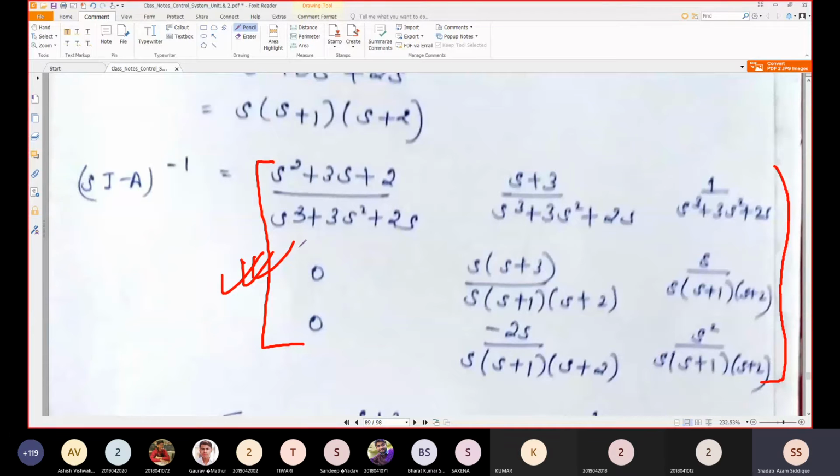Every term is multiplied with, or divided by, s cube plus 3s square plus 2s. All the terms are divided by it.